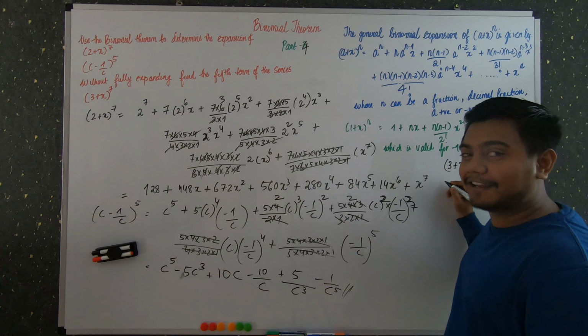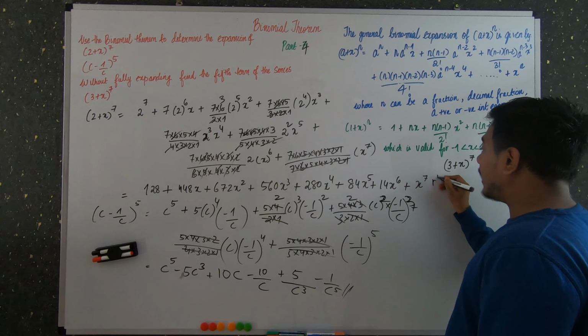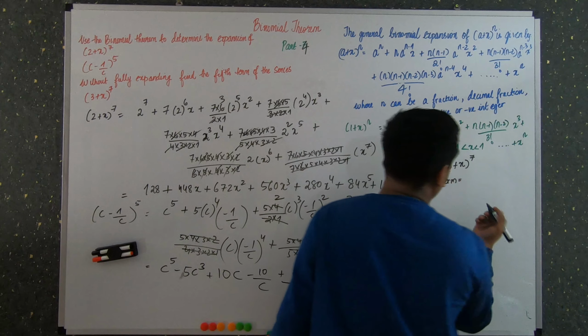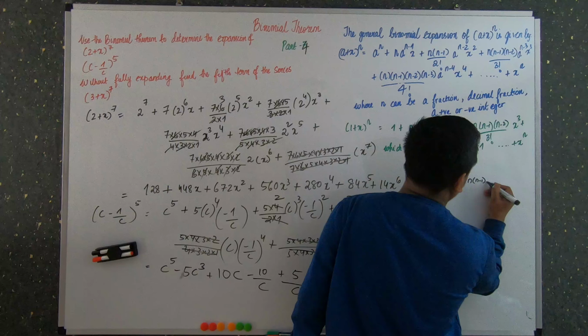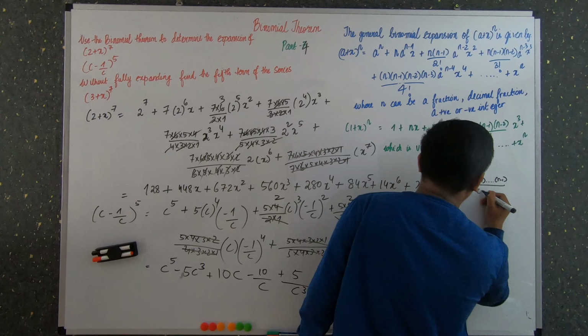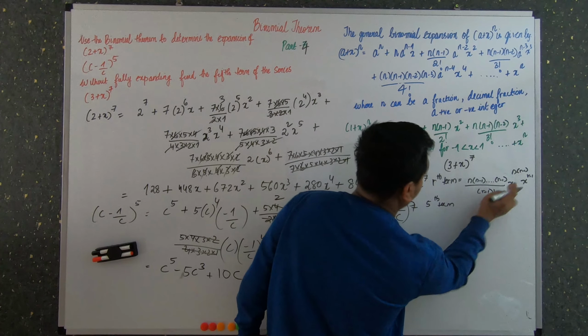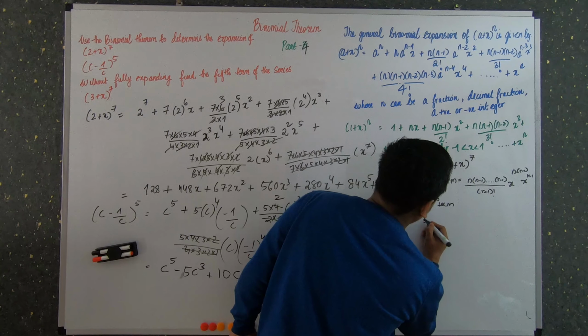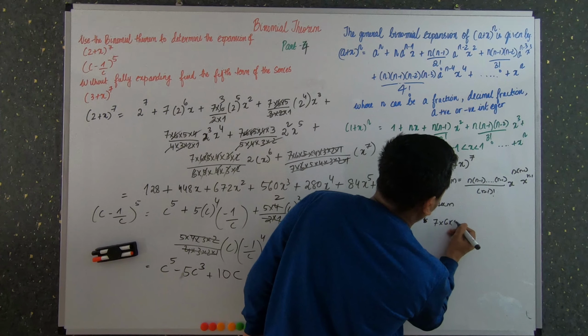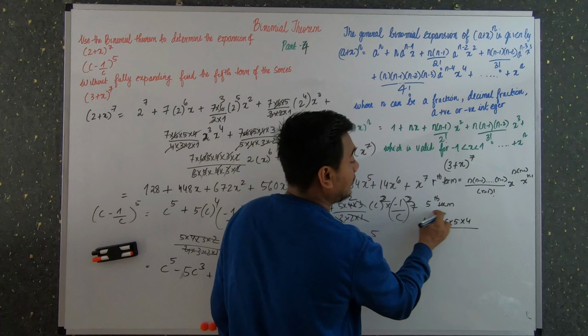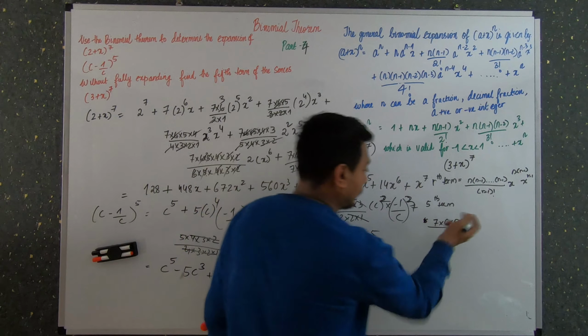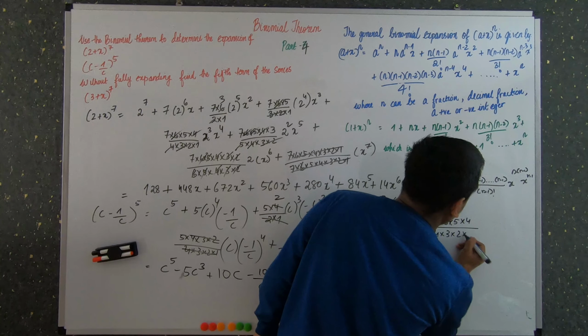So how will you find it? I have already said, if it is the rth term, what is the equation for that? You can find it by n into n minus 1 into up to r minus 1 terms, by r minus 1 factorial, into a raised to n minus r plus 1 into x raised to r minus 1. Similarly, to find the fifth term, 4 terms up to r minus 1. So for n, 7 into 6 into 5 into 4, because 1, 2, 3, 4 are the r minus 1 terms, by 4 into 3 into 2 into 1, right?